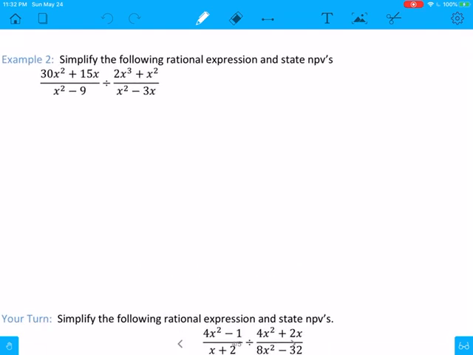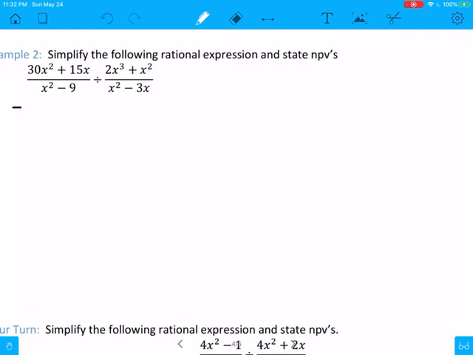So I have 30x squared plus 15x. I can take a 15x out. When I take 30x squared and take a 15x out, I'm left with 2x plus 15x divided by 15x is a 1. So it doesn't go away. You're still left with that 1, remember?